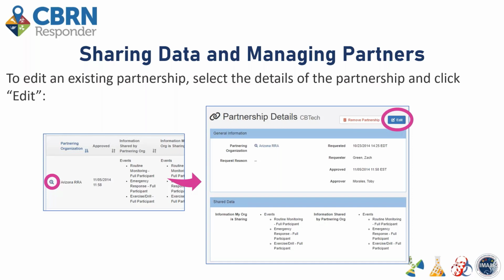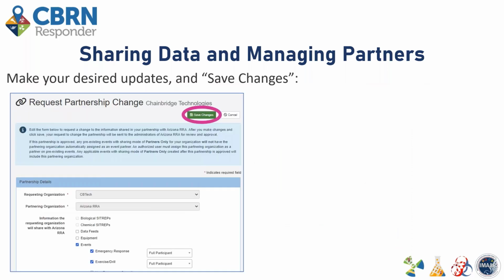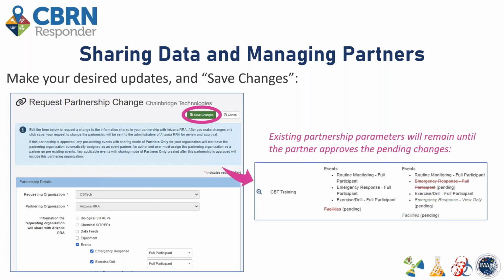You can open up the details of your partnership by selecting the magnifying glass option and selecting Edit at the top of the partnership details page. And you'll go in and make your desired updates. It's going to be the same form that you would have for requesting a new partnership, except you'll have the various pieces of information that you're sharing with your partner and they're sharing with you pre-selected, and then you have the ability to add more or deselect any options. Once you save the changes, the existing partnership parameters will remain until your partner approves those pending changes. And here's just an example of what that looks like.